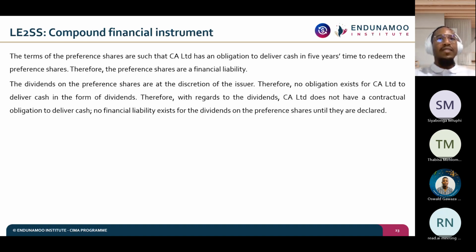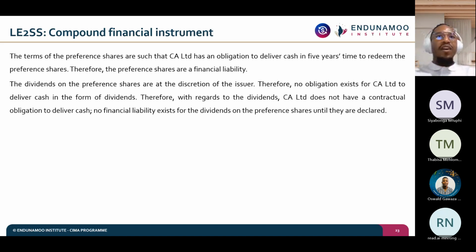How do we classify these? Now, we need to look at the terms of the preference share. And these terms are such that CA Limited has an obligation to deliver cash in 5 years' time to redeem the preference shares. Therefore, the preference shares' nominal amount is a financial liability because they are redeemable in 5 years' time. That's the one element of the agreement.